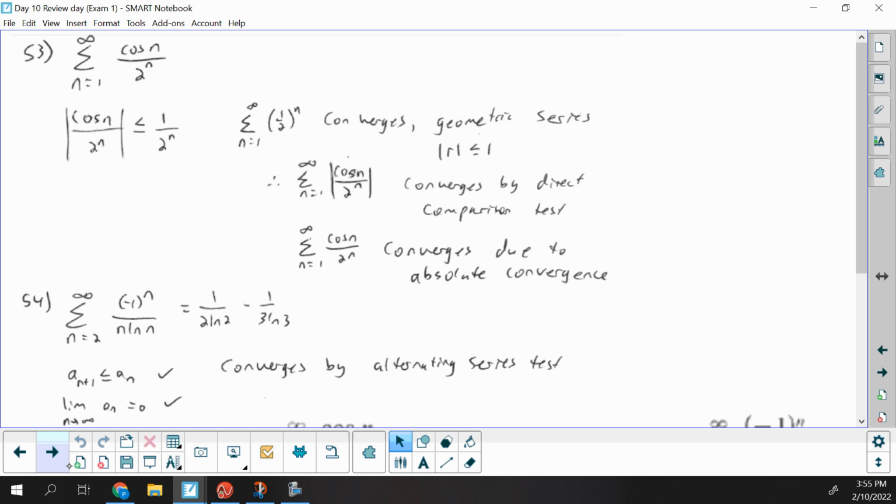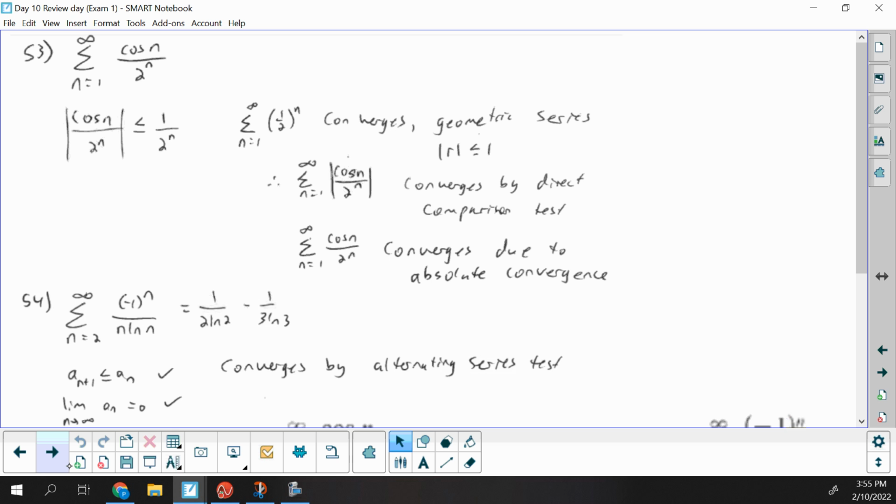53 was the other pretty tricky one. So what we can do is recognize that if you did the absolute value of our series, it'll always be less than or equal to 1 over 2 to the n. The reason being, cos stays between -1 and 1. So the biggest the numerator could be is 1, but in most cases it'll be something smaller than 1.